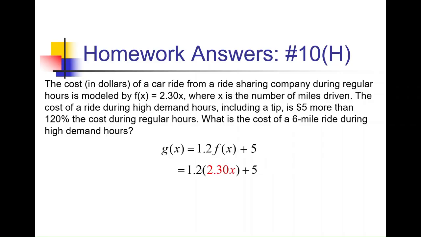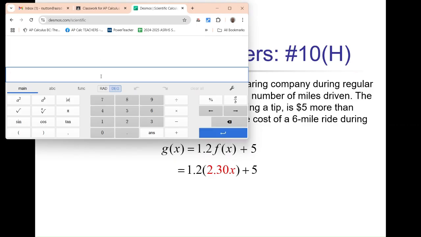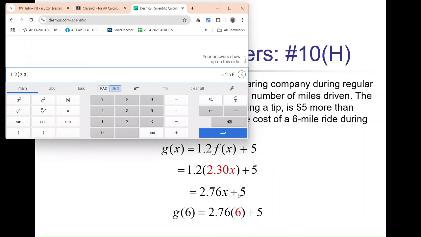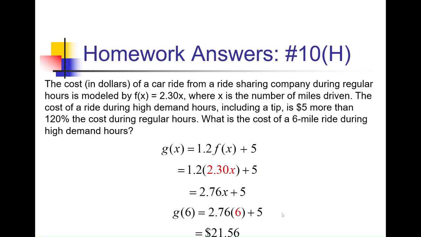Let me just do 1.2 times 2.3 on Desmos here. So 1.2 times 2.3, that's giving us 2.76. Great. So that's our new function. Now we just have to plug 6 into this thing. So plugging 6 into that, we have 2.76 times 6 plus 5, and that's coming out to $21.56.